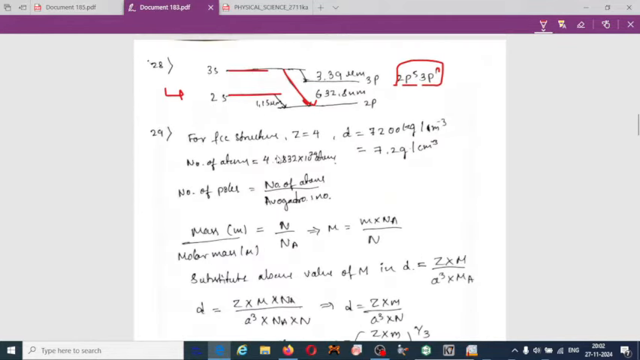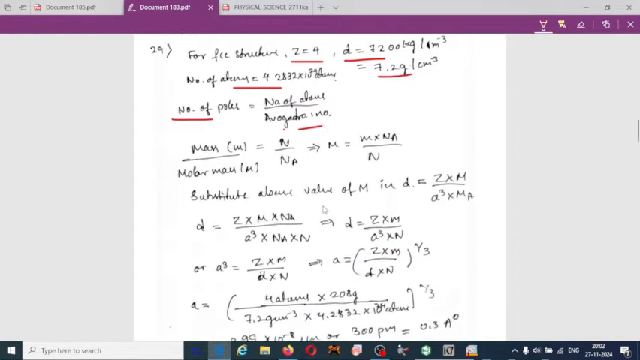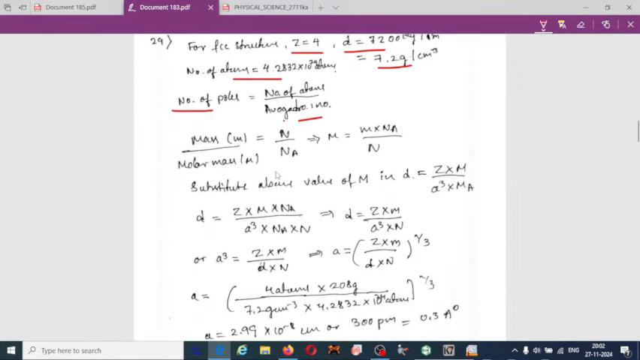So here I have solved: number of atoms per unit cell for FCC is 4. The given data D they have given, and you can convert into gram per centimeter cube. Number of atoms is given by 4.2 into 10 to the power 24 atoms. So number of moles is equal to number of atoms by Avogadro number, mass divided by molar mass. If we take, you can calculate capital M here. Substitute above value of M in D.